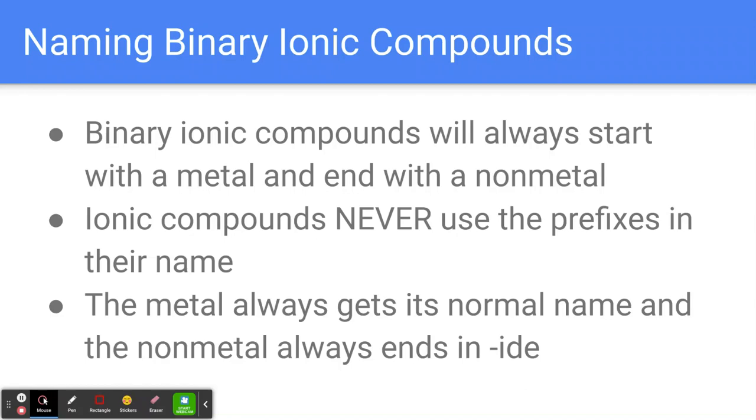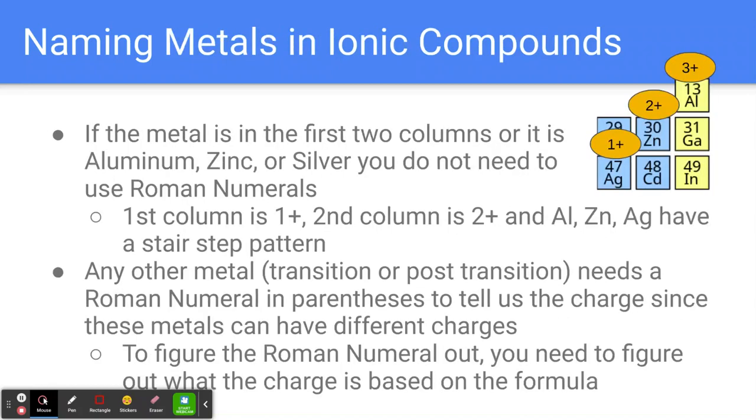Now, when we name binary ionic compounds, again, it's going to be a metal and then a nonmetal. So the metal is always going to get its normal name: calcium, magnesium, iron, potassium. Okay, always the normal name. And then the nonmetal is always going to end in that IDE ending that we just talked about. So chloride, bromide, iodide, oxide, that sort of thing. All right. So when we name metals in ionic compounds, there's 2 kinds of metals that we're talking about. There's one type of metal that always has the same exact charge no matter what compound it's in. And then there's the other metals that can change their charges based on what they're bonded with.